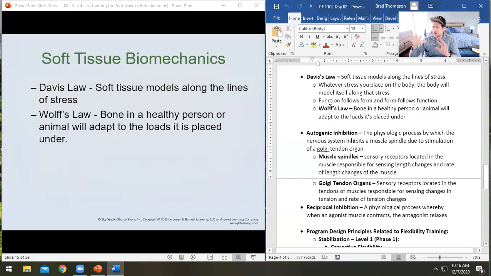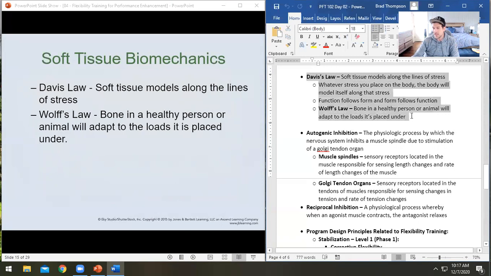Now, same concept that's very similar to this, but talking about hard tissue. You also have Wolff's Law, double F. Bones in a healthy person or animal will adapt to the loads that they are placed under. Your bones will do the same thing. Break your bones a little bit, and I mean microfractures, not full fractures. Guess what? Your bones are going to get harder and stiffer and more resistant to that damage.